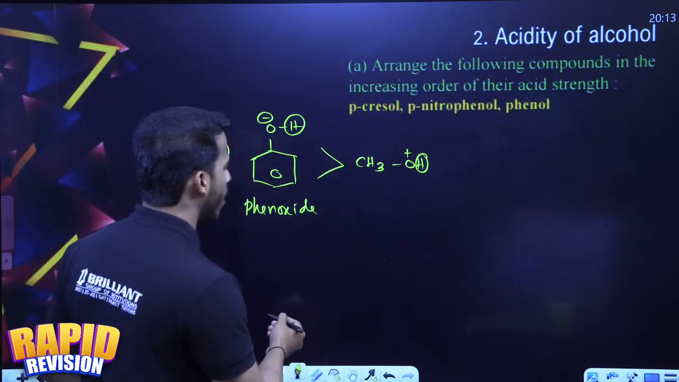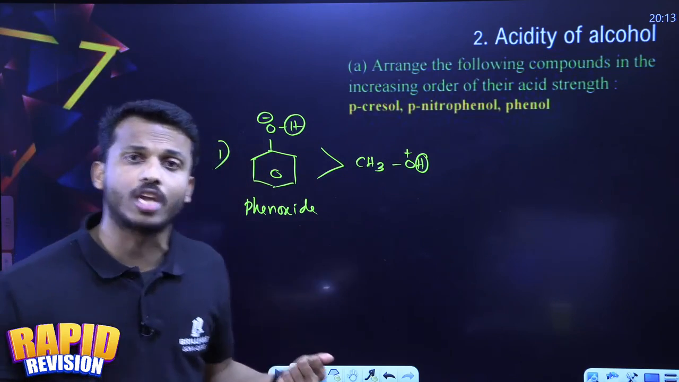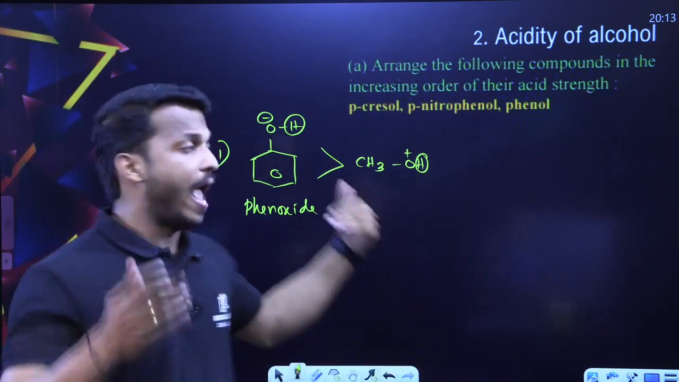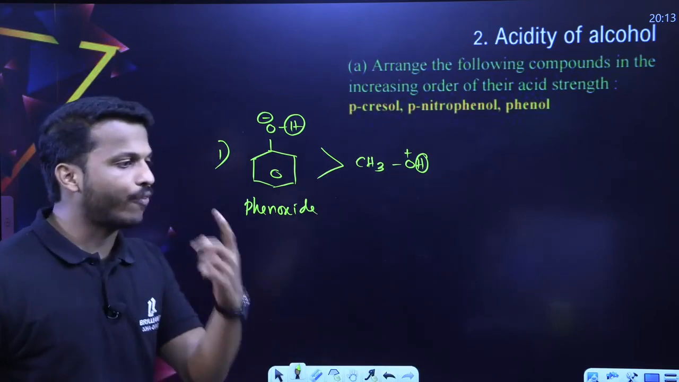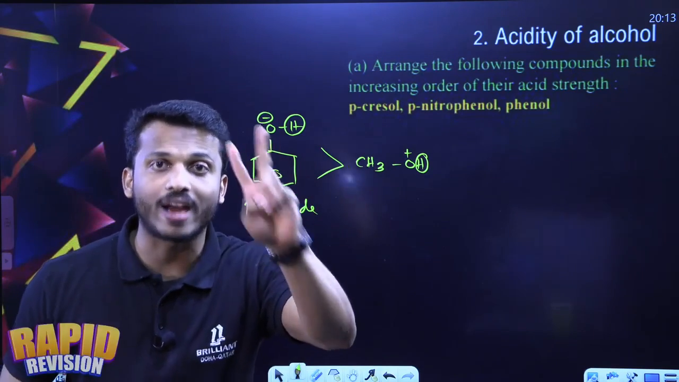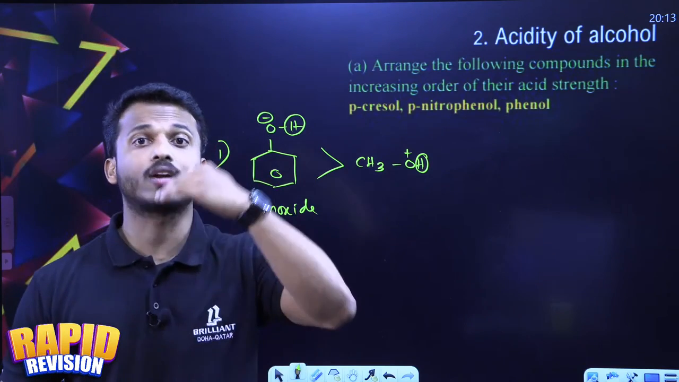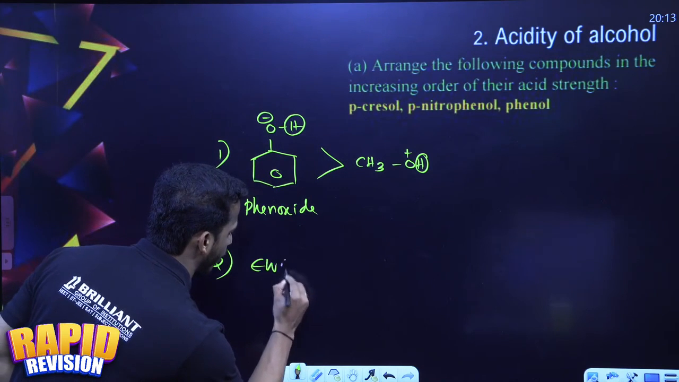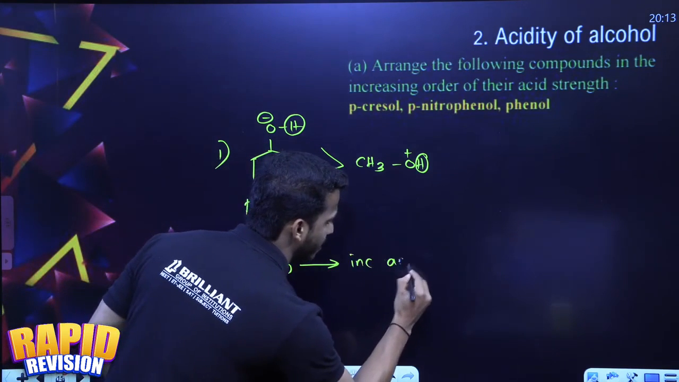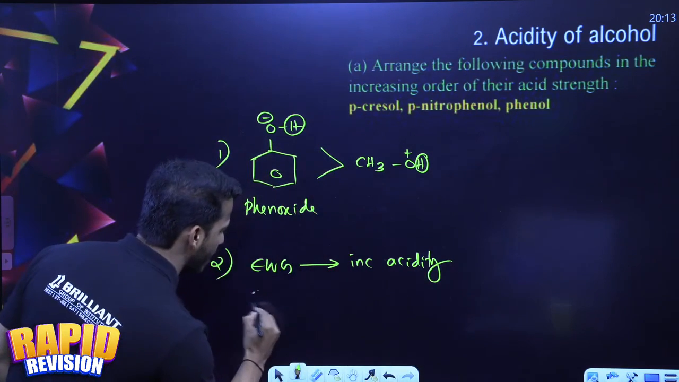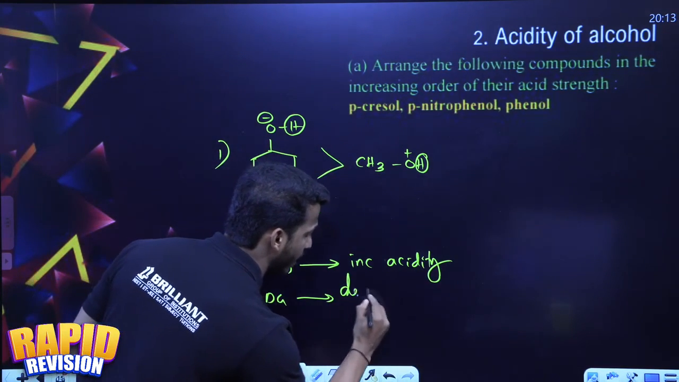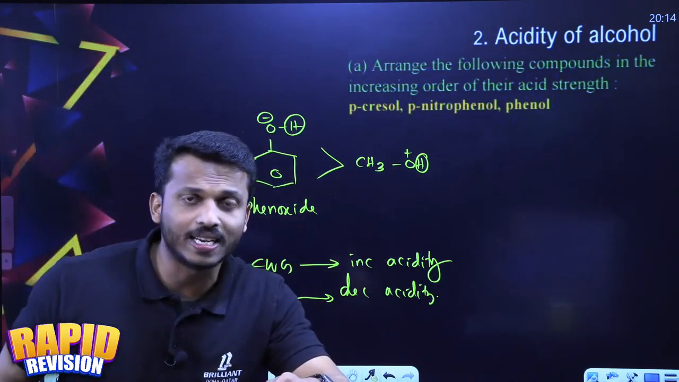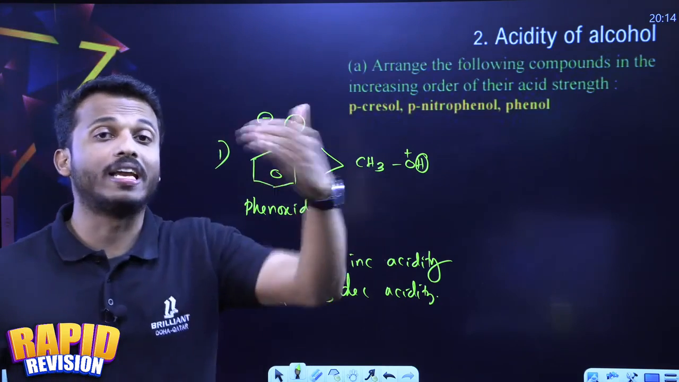One another question, dear all. Phenol or carboxylic acid, which is more stable? Carboxylic acid, because those resonance structures are more stable than phenol's. And main thing, what are the 2 main factors affecting acidity? Electron donating group and electron withdrawing group. Electron withdrawing group can increase the acidity, whereas electron donating group will decrease the acidity. Yes or no? Electron donating group decreases the acidity. Electron withdrawing group increases the acidity.